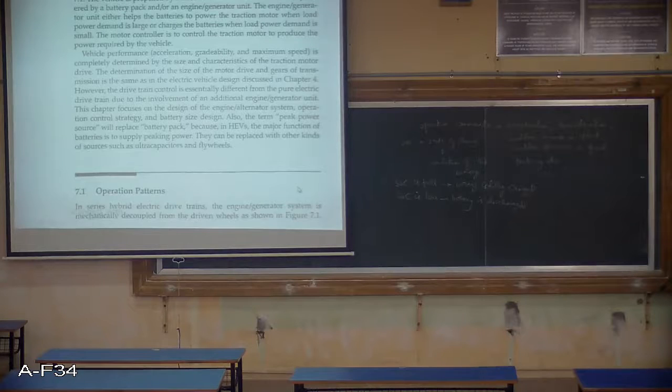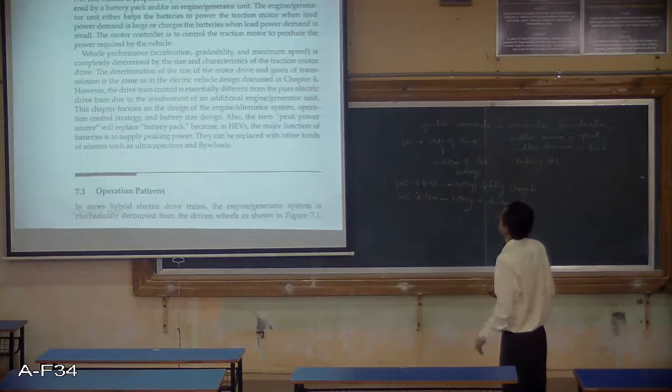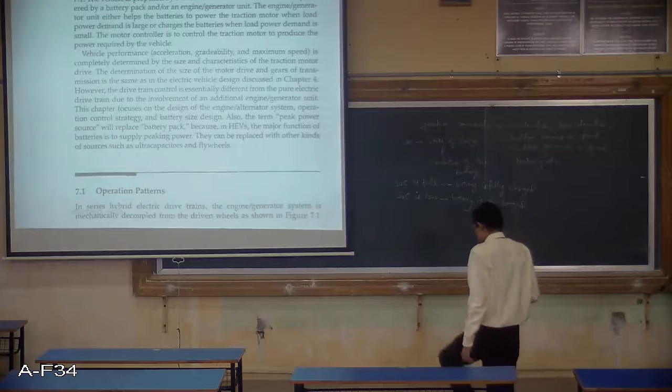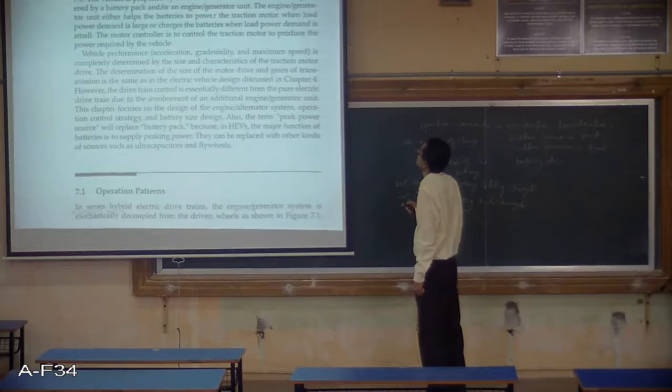So the same thing has been described here. Now here you can see the traction motor is powered by a battery pack and or an engine generator unit. The engine generator unit either helps the batteries to power the traction motor when load power demand is large, or charges the batteries when load power demand is small. The motor controller is to control the traction motor to produce the power required by the vehicle.